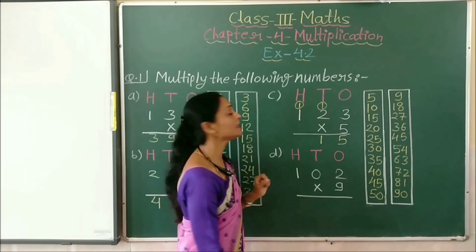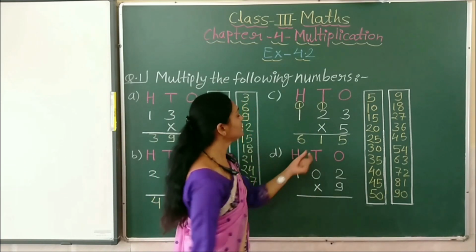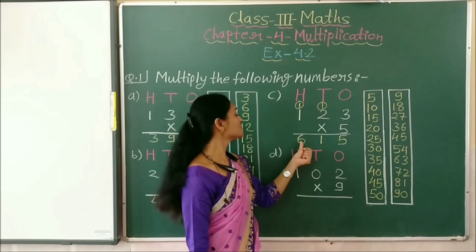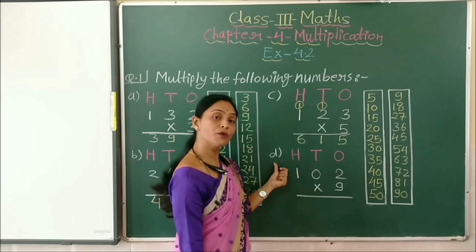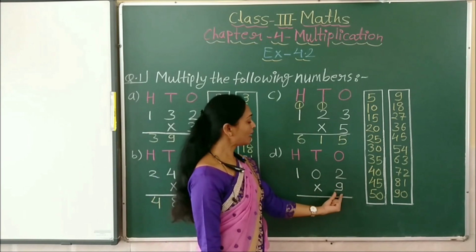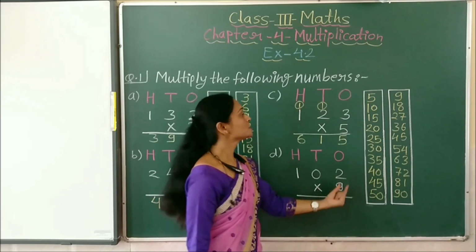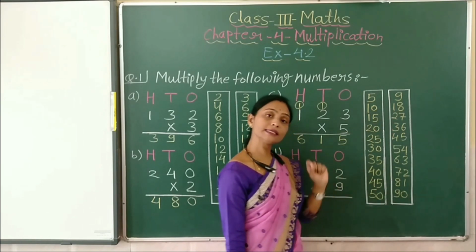So 5 plus 1 is 6. Here we will write 6. This way we got 650. Now we will solve this fourth one. See, here we have to multiply with 9. So I have written here 9's table.